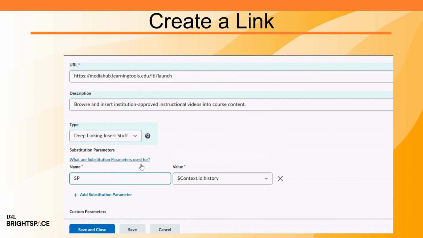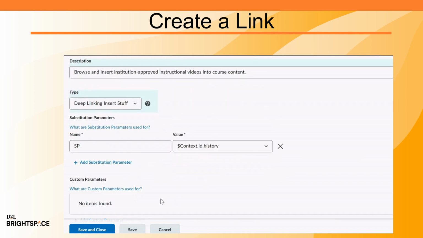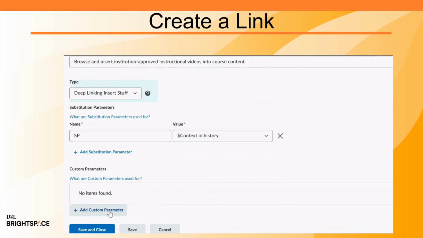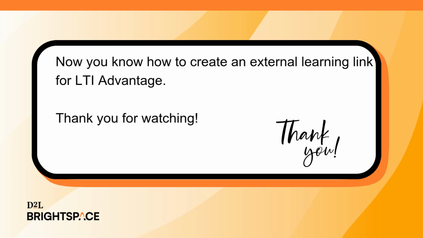Finally, you can add custom parameters. These allow tool providers to define static name-value pairs that are sent with each launch. When you are finished, click Save and Close. Now you know how to create an external learning link for LTI Advantage.